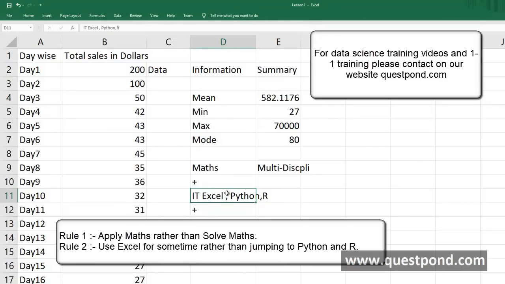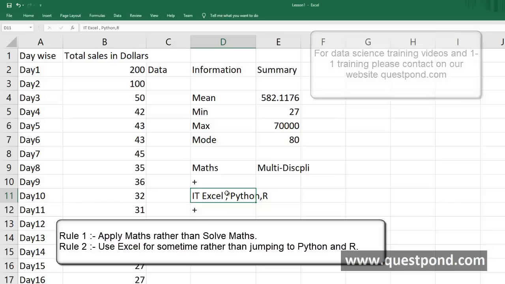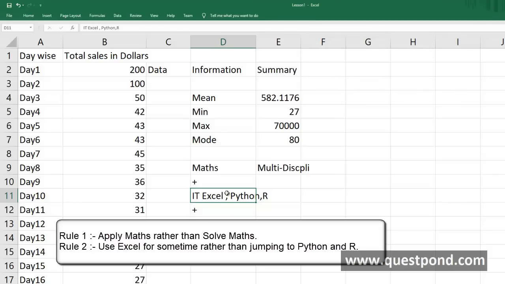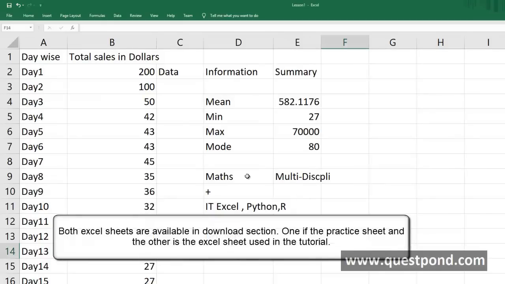Try to apply maths. The second rule is: please stick to Excel and do not jump to Python and R. A lot of people start with Python and R, they get into programming languages and installations, but then they lose focus on statistical maths. So throughout this lesson, please stick to Excel and stick to applying maths rather than solving maths. That brings us to the end of this session.